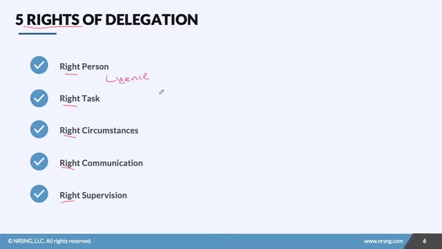The question you can ask yourself is, is the person allowed to do this task? That's how you know you're working within the right person, right of delegation. Next is right task.